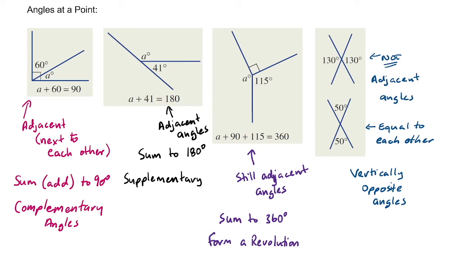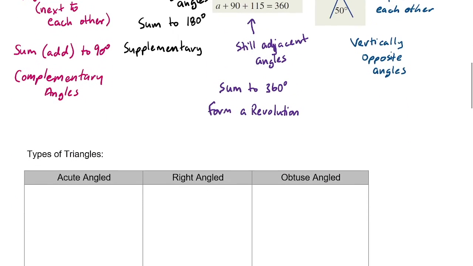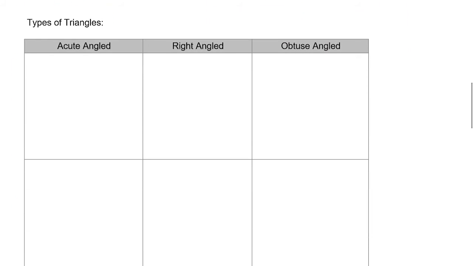These guys are vertically opposite angles, because they are directly opposite each other. As we're going on in this video, we'll look at some types of triangles now. So we've looked at the different angles. Now we're going to look at some different types of triangles.